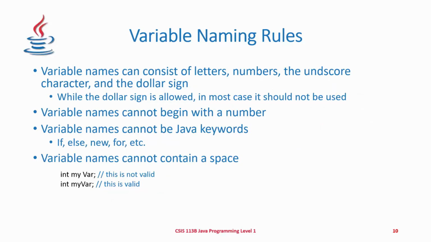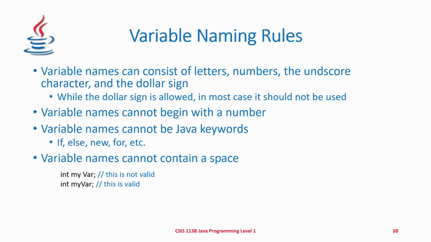There are some rules when it comes to naming your variables. Your variable names can consist of letters, numbers, the underscore character, even the dollar sign. And even though the dollar sign is used, we recommend that you don't use it. Variable names cannot begin with a number. So although numbers can be within the name itself, it has to begin with a letter, an underscore, or a dollar sign, which again we don't recommend.